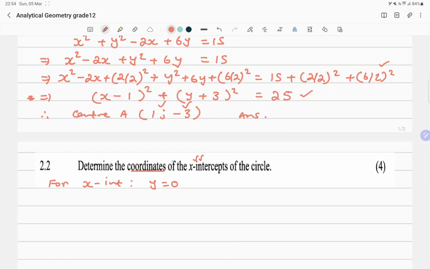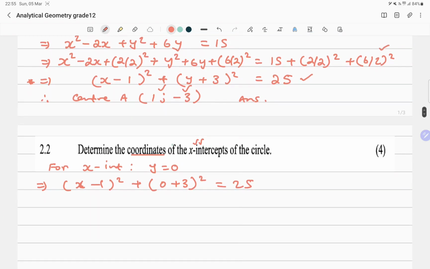Anyway, so x-intercept, it implies that y is equal to 0. So what does that imply? When we take that equation, we saw that x minus 1 all squared plus, instead of y now we're going to put 0, plus 3 all squared is equal to 25. So this is what needs to be done.